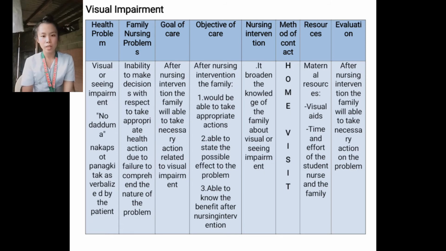Next is the nursing intervention. It broadens the knowledge of the family about visual or seeing impairment. Method of contact is through home visit. Resources: material resources is the visual aids. The human resources naman is time and effort of the student nurse and the family. Evaluation: after nursing intervention, the family will be able to take necessary action on the said problem.